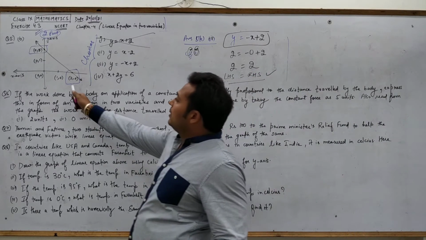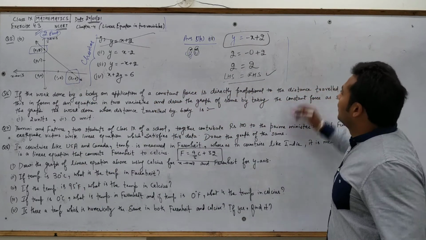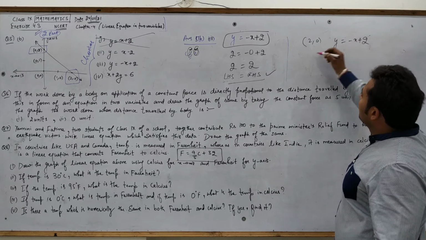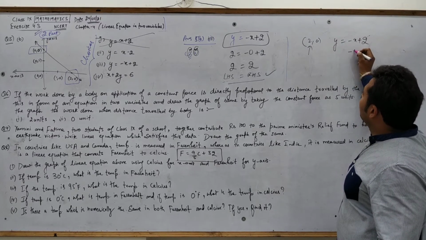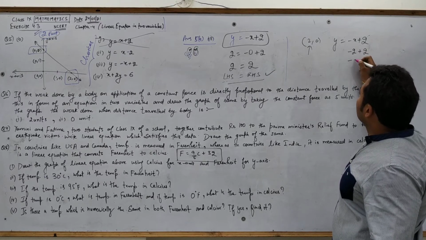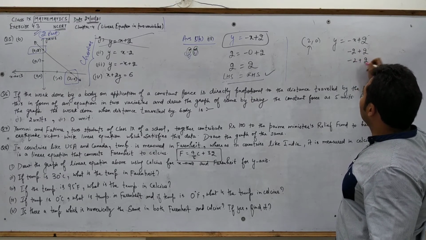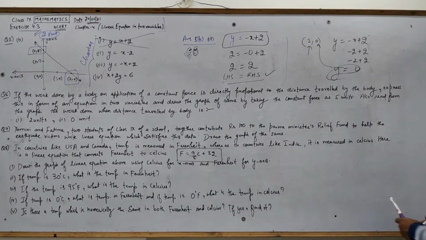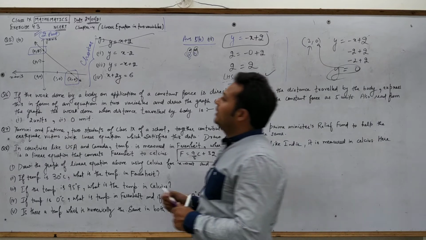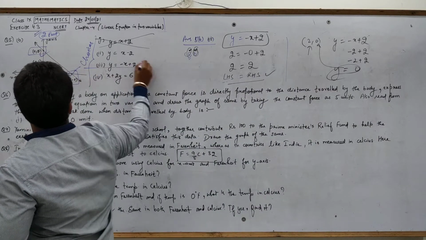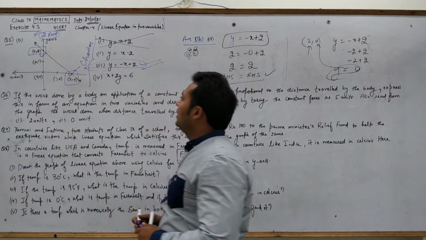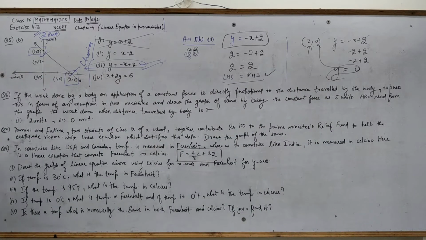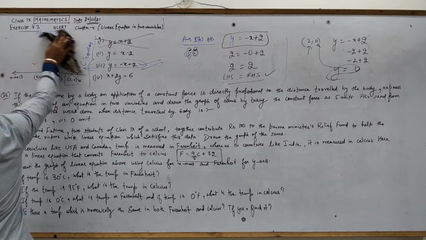Second point is 2, 0. Y equals to minus x plus 2. The value of x is 2. Minus 2 plus 2 is 0 and our value of y is 0, which is satisfying this point. So both of these points are satisfying the third equation. So the third equation is our answer.